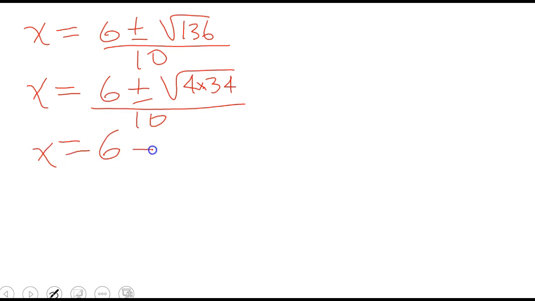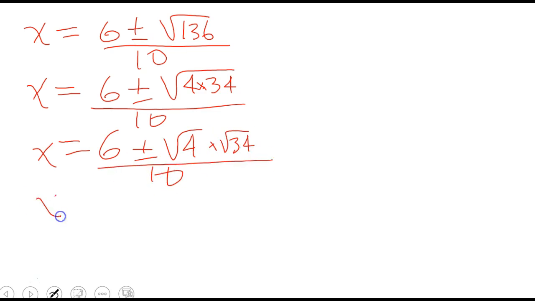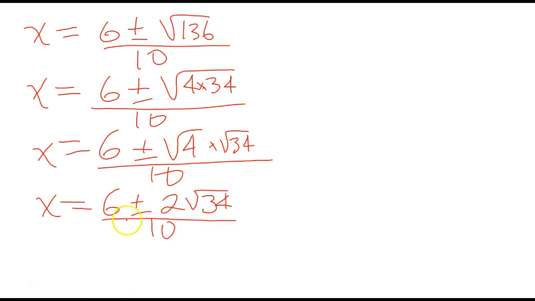So x is 6 plus or minus, now we're going to separate them, square root of 4 times square root of 34, all over 10. The square root of 4 is 2, and there's no other perfect square that goes into 34, so we just keep it like that. Now we have 6 plus or minus 2 square root of 34 over 10. So this is like 6 over 10 and then 2 square root of 34 over 10.